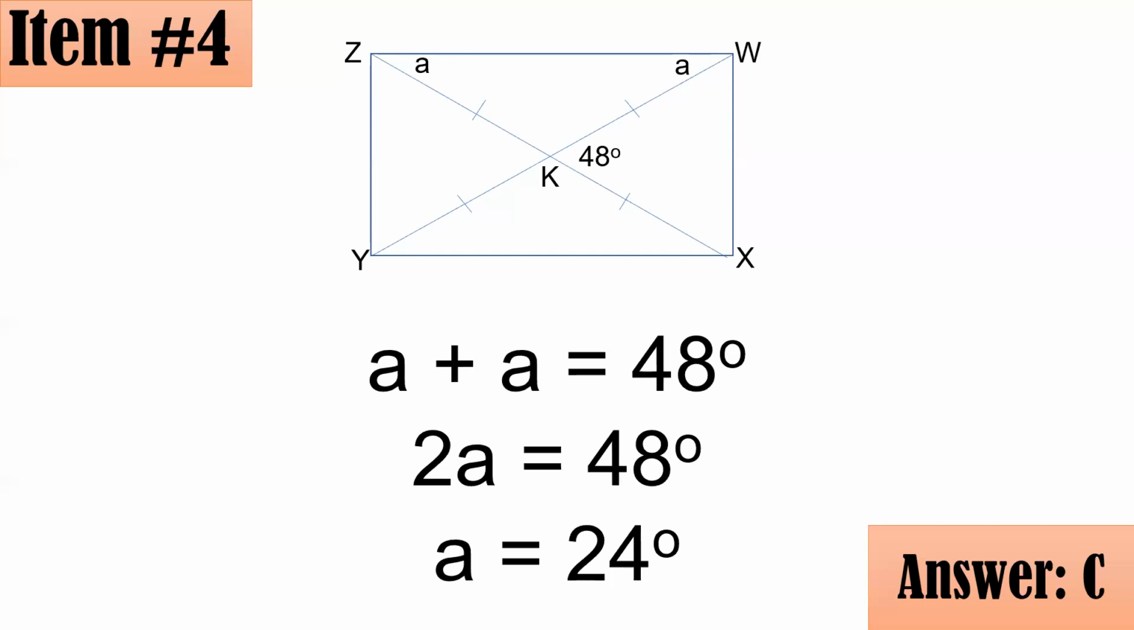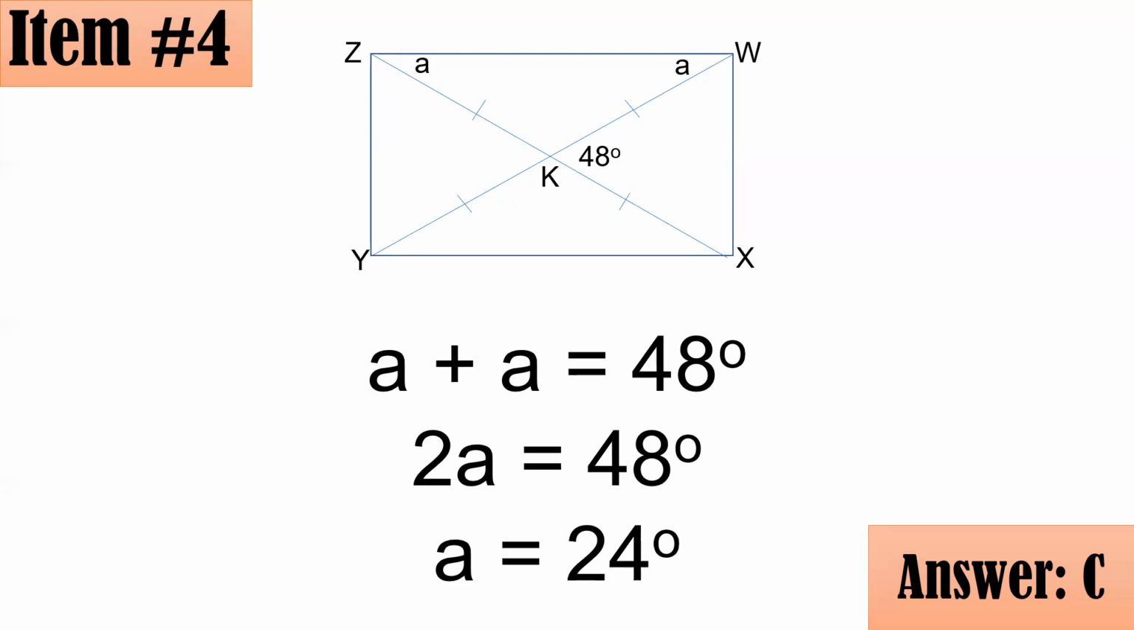Yes, thank you Ma'am Jackie. Correct, the legs are equal. Because you have two equal sides, it follows that ZKW is an isosceles triangle. That's why the two angles we mentioned should be equal.